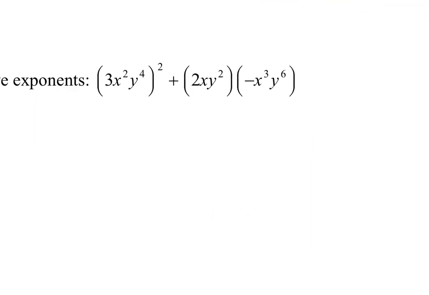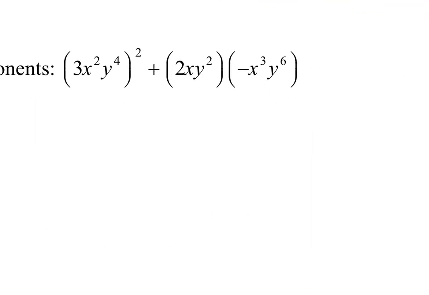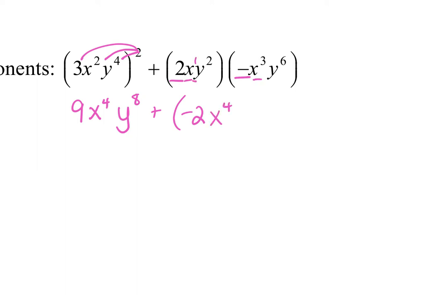Number 8, we're going to distribute this exponent. So 3 squared becomes 9. X squared to the 2nd power is x to the 4th. Y to the 4th to the 2nd power is y to the 8th. Plus 2 times negative 1 would be a negative 2. X to the 1st times x to the 3rd would be x to the 4th. Y to the 2nd and y to the 6th would be y to the 8th.